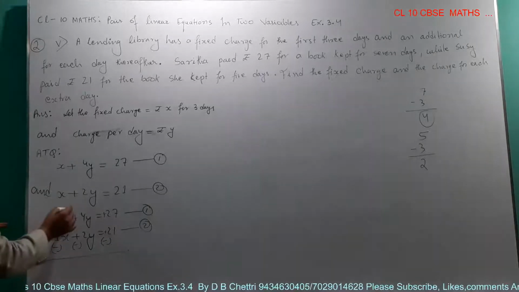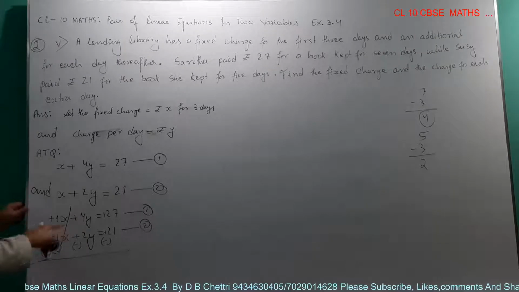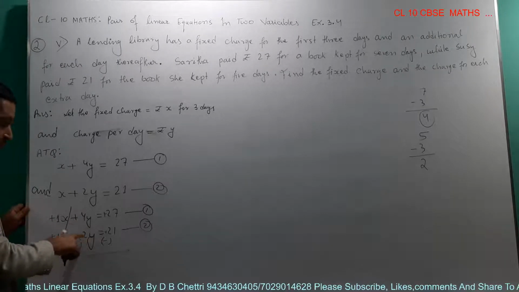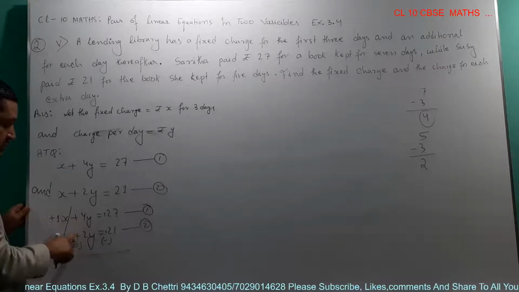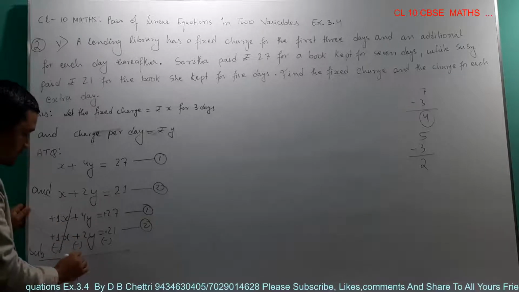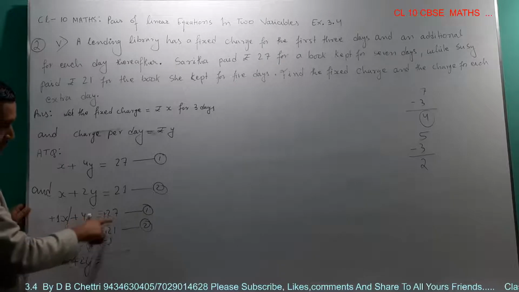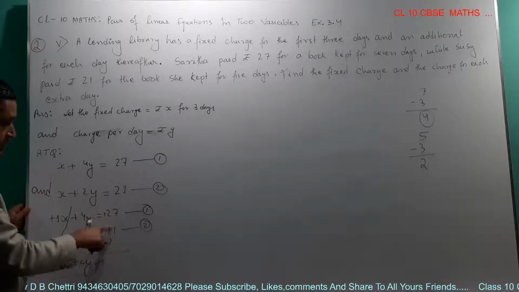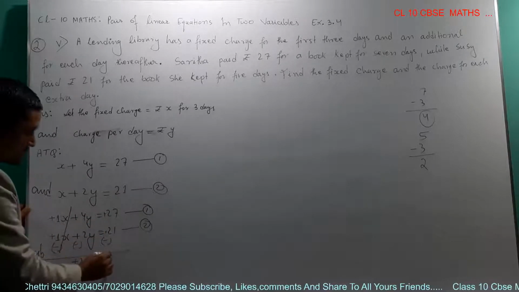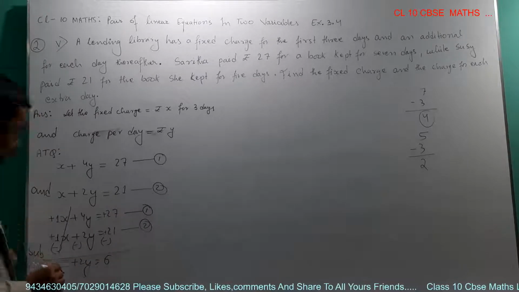That's why cancel it. Okay, now plus 4y and minus 2y. Plus 4y minus 2y, plus 4 minus 2, how much? Plus 2y equals to plus 27 minus 21. Plus 27 minus 21, how much? 6.